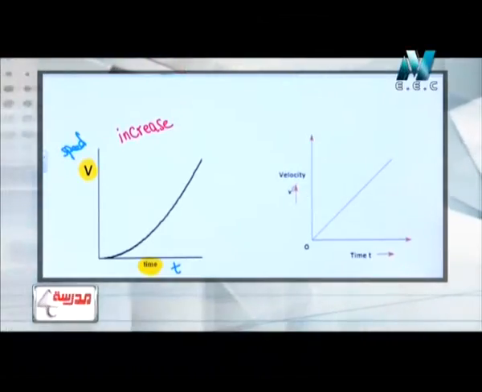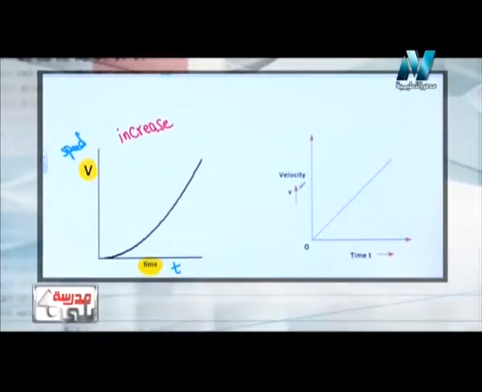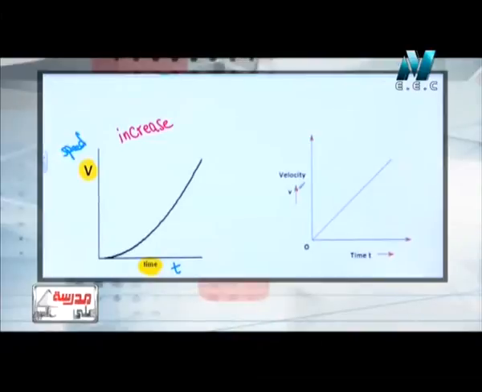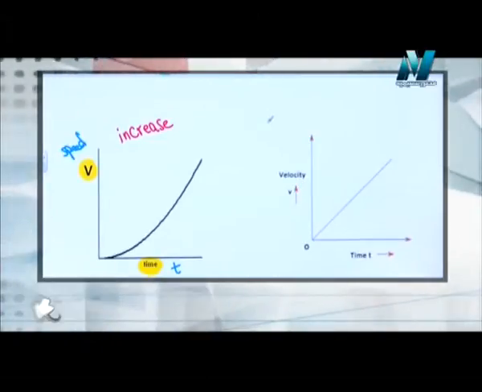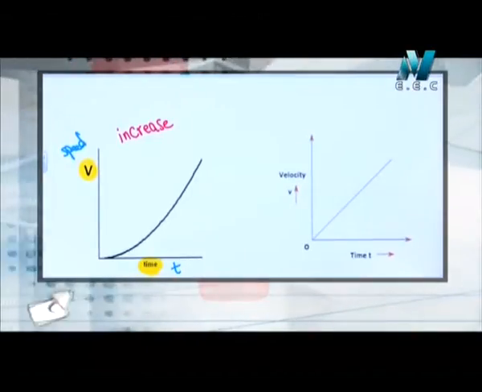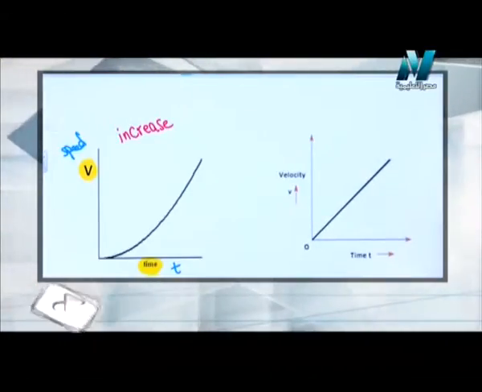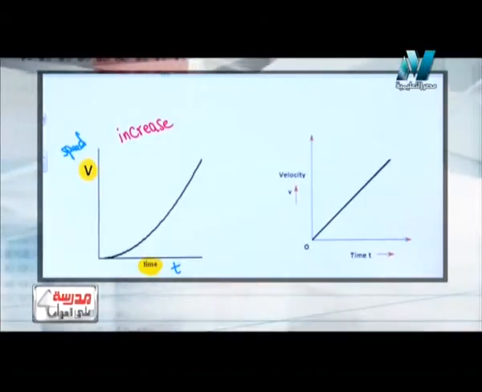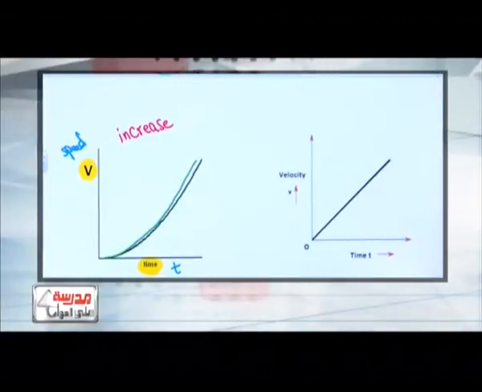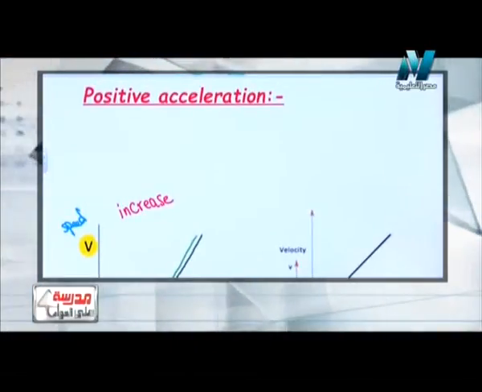And here we have another graph that represents the relation between velocity and time. To describe what? To describe the positive acceleration. So we talk about positive acceleration. As you see here, we have a straight line that passes through the origin point, or maybe a curved line like that, that passes through the origin point. But the two graphs represent what? Positive acceleration. What is meant by positive acceleration?